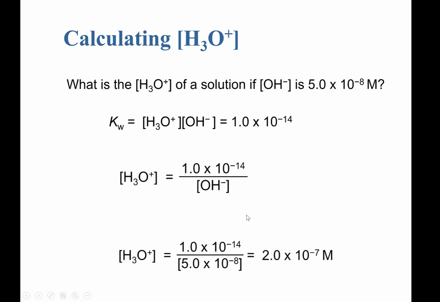All right, now this one says, what is the H3O+ of a solution if OH- is 5 times 10 to the negative 8th? So I know that Kw is the H3O+ times the OH-, and that equals that constant 1 times 10 to the negative 14th. So if I want to find my H3O+, I'm going to take 1 times 10 to the negative 14th divided by my OH-. So I plugged in my OH-, and for two significant figures, I got 2.0 times 10 to the negative 7th.